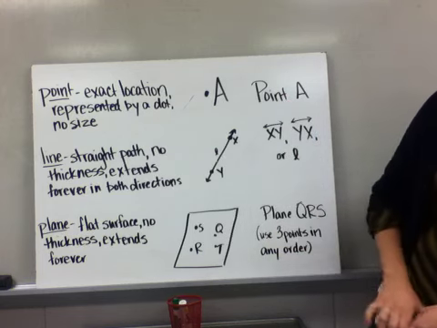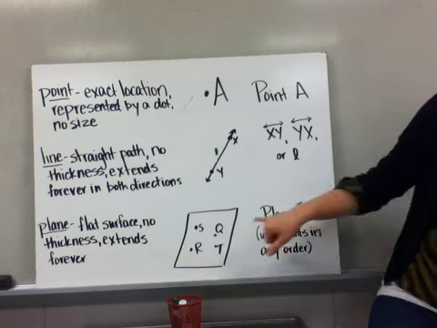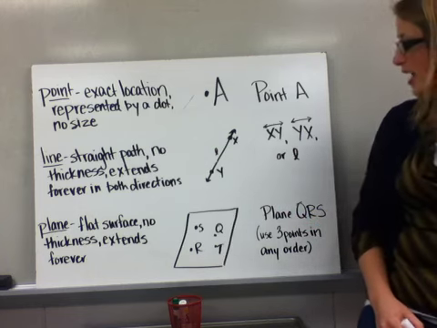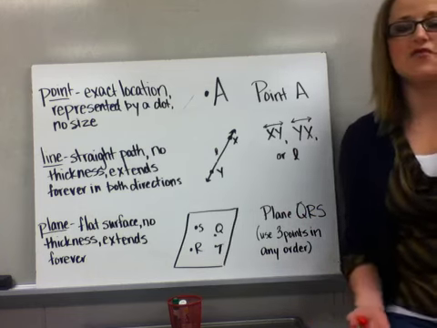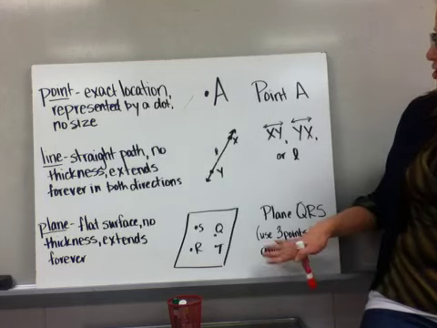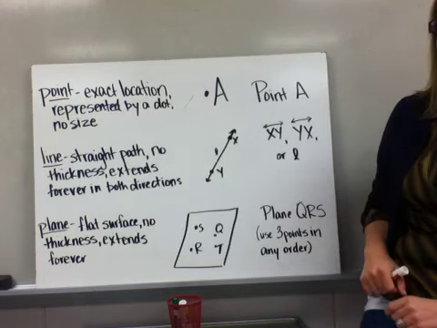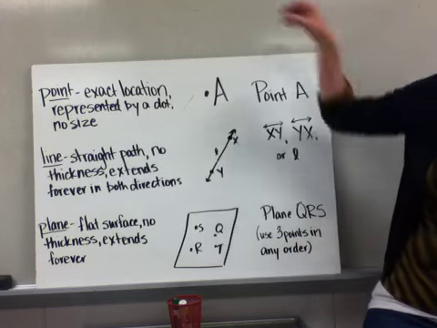To name it, you're going to write the word plane and pick any 3 points in there. I did QRS, and I put them in that order just because that's alphabetical. No special reason. You just need to use 3 points and put those in any order, and that will name the plane.